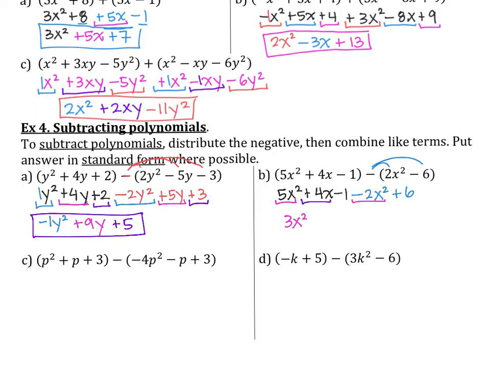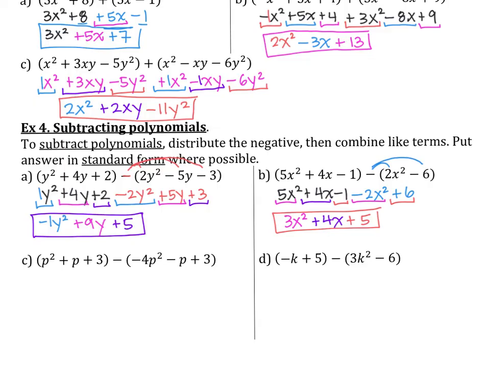4x has no like friends. Negative 1 plus 6 is going to be positive. 6 minus 1 is 5. Standard form, final answer.